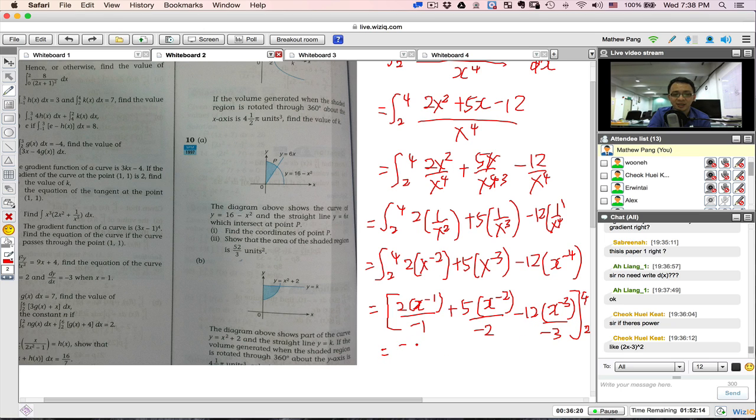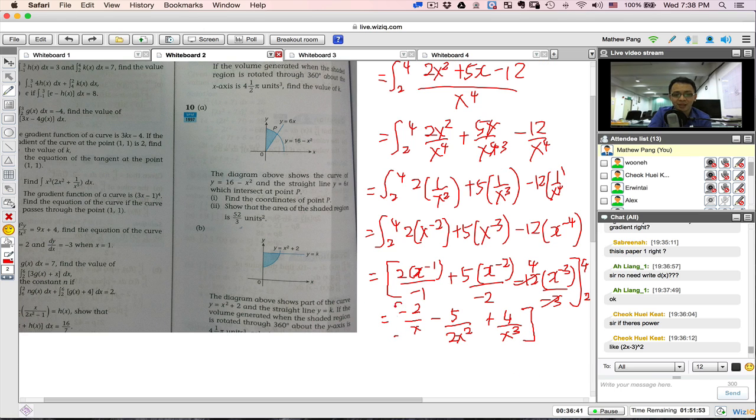This one is just negative 2 over x. And then this one will be minus 5 over 2x squared. This one can simplify. Oh, I got positive 4. So it's plus 4 over x cubed.